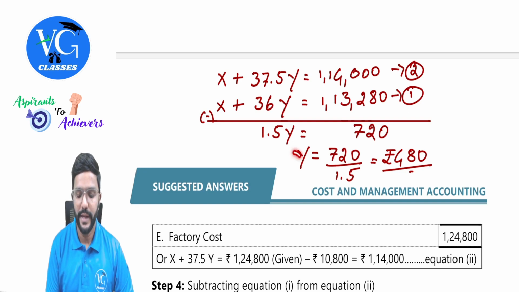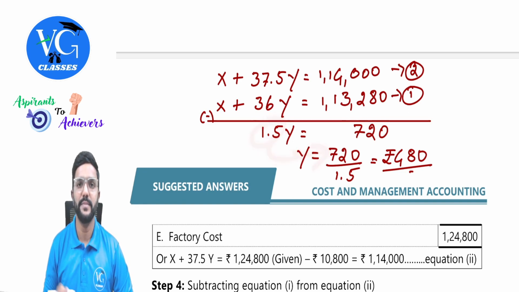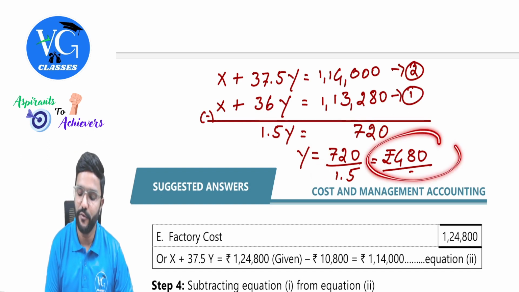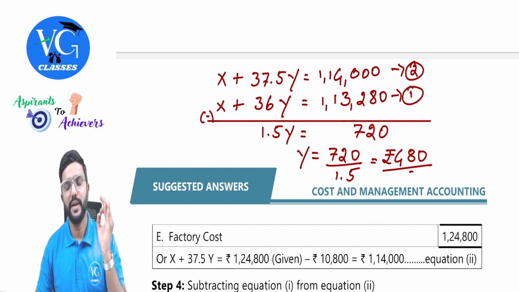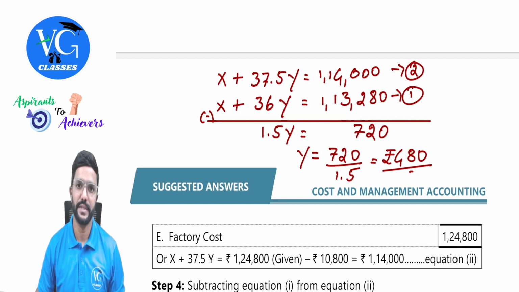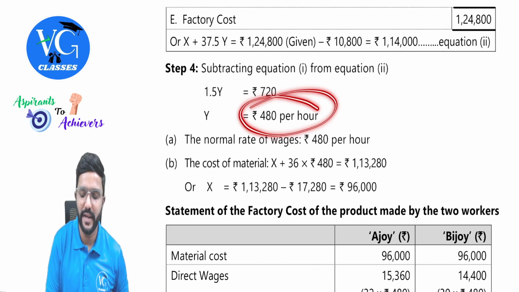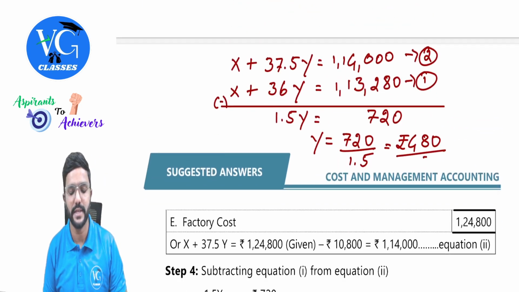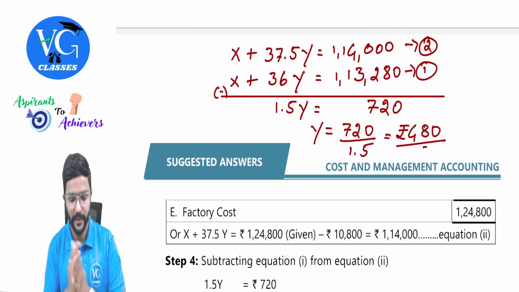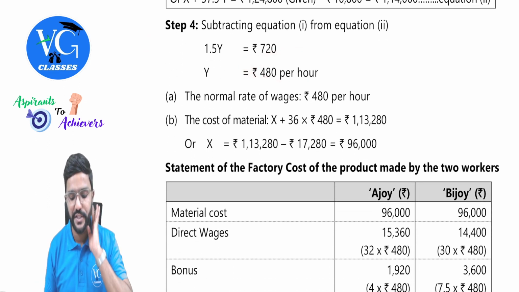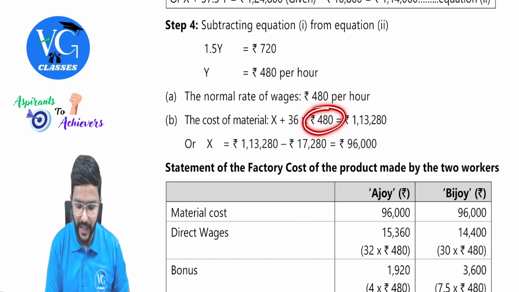So now take 1.5 to the other side. It becomes the denominator. So y is equal to 720 divided by 1.5, which is 480 per hour. The labor rate is 480 rupees, guys. Yeah, they have given it, but here they have done it directly. That is why I just explained the steps here. So once we get 480, take any one equation and replace the value of y.